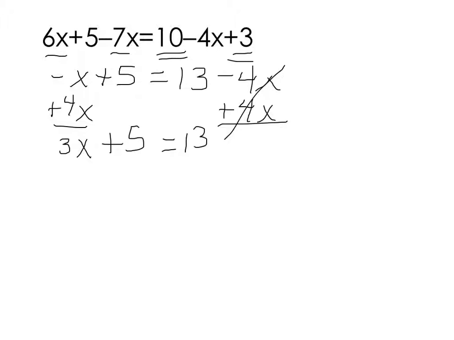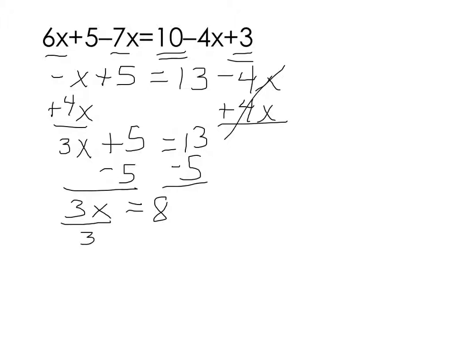On the left-hand side, we now want to eliminate the plus 5 term so that the 3x will be by itself. The opposite of plus 5 is minus 5. So we're going to subtract 5 from both sides to keep the equation in balance. 3x equals 8. Now we want to eliminate the 3. It's 3 times x. The opposite of multiplication is division. So we're going to divide both sides by 3, which gives us x equals 8/3. And that is our solution.